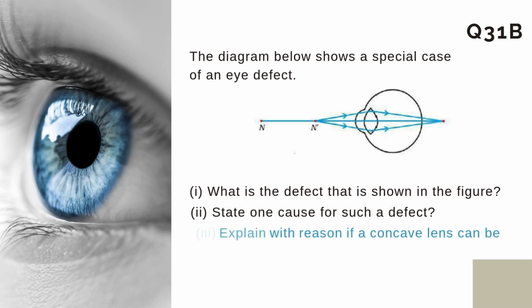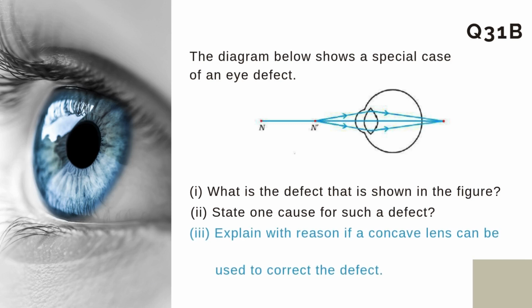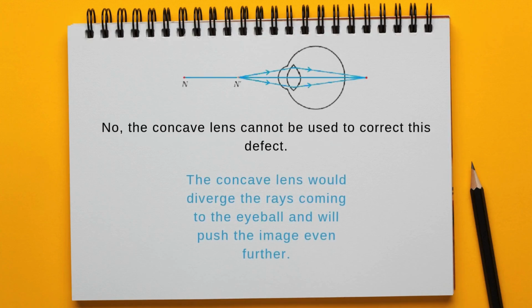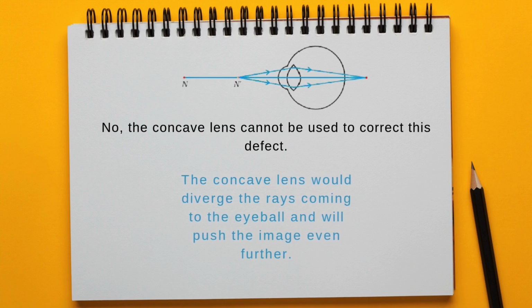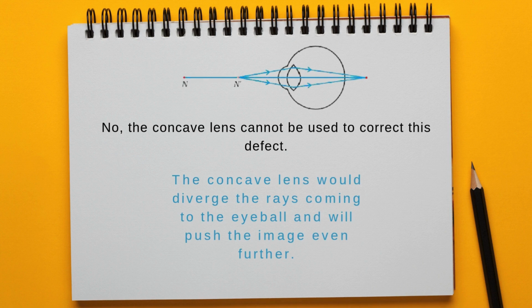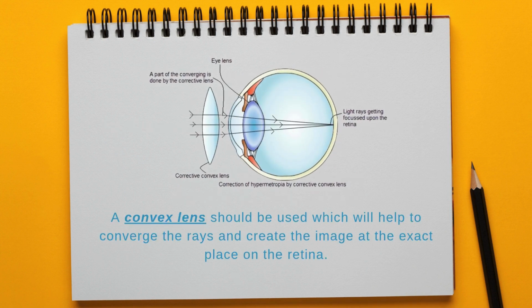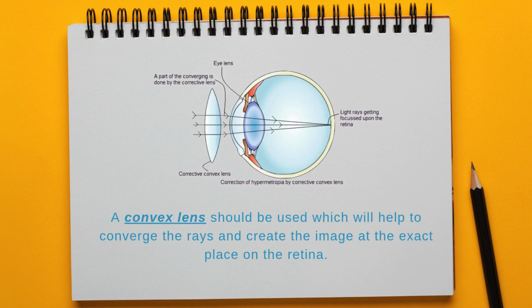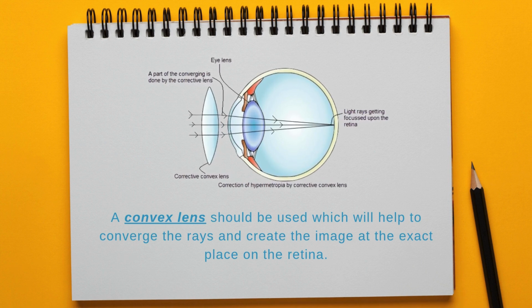Now, can concave lens be used to correct hypermetropia? Well, the answer is no. That's because the concave lens would diverge the rays coming to the eyeball and will push the image even further. So, a convex lens should be used which will help to converge the rays and create the image at the exact place on the retina.